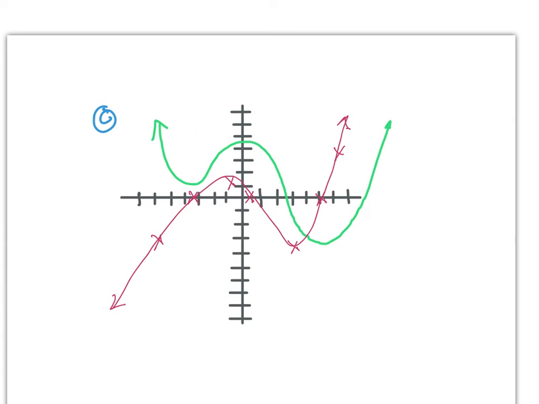All right, we have this green function, and we're graphing the derivative. So the first thing we're going to look at again is where is this slope 0? It's horizontal there, it's 0. That gives us that 0. It's horizontal here. That gives us that 0. It's horizontal here. That gives us that 0. So now, what's happening with this?